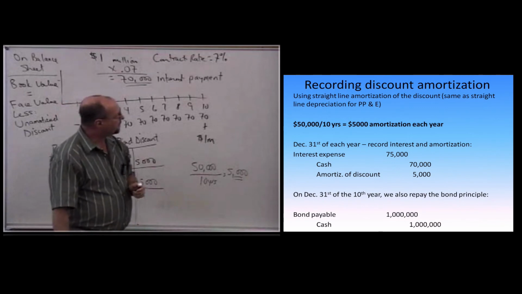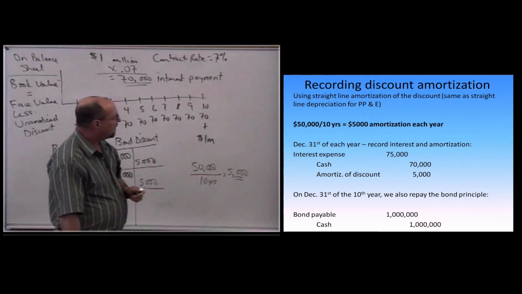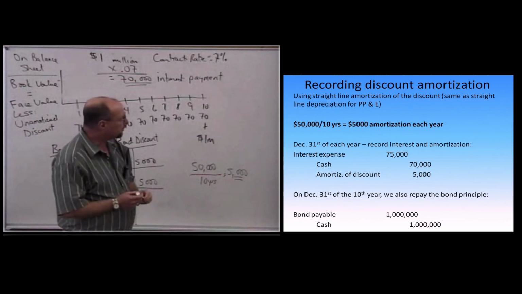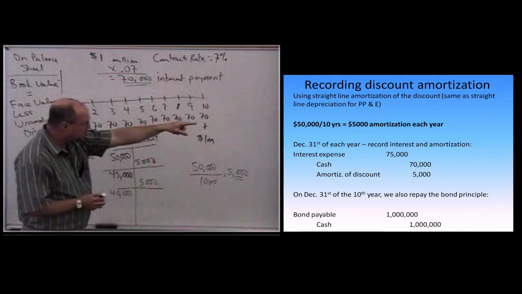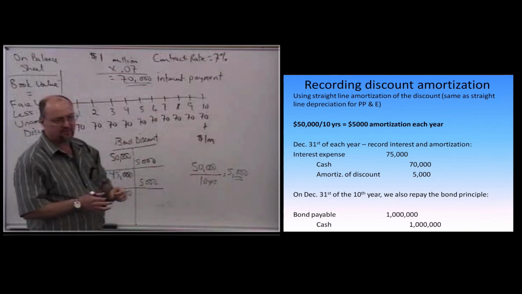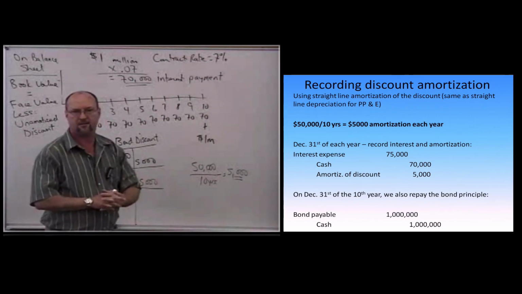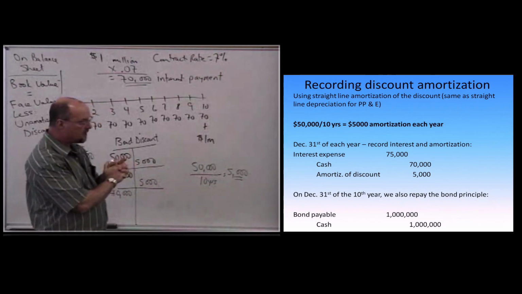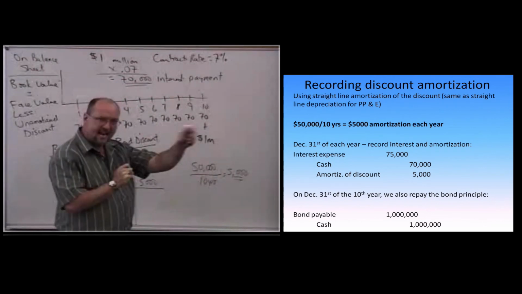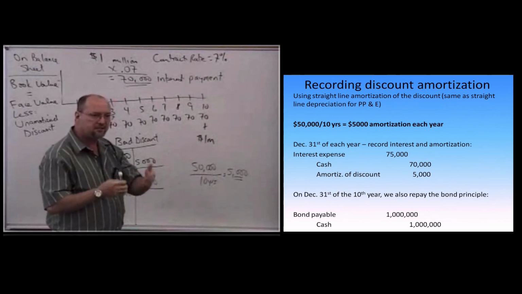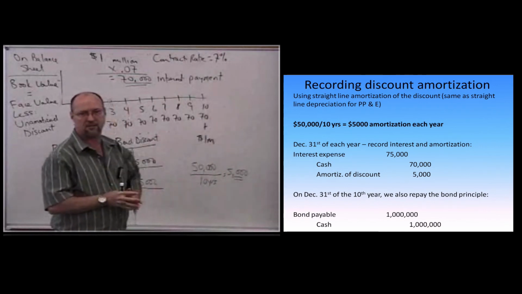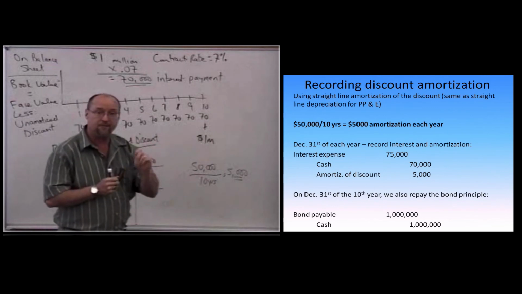On December 31st of each year, notice I'm going to cut a check, I'm going to credit cash for $70,000, and I'm going to credit the bond discount, the amortization of the bond discount, $5,000, that's this right here, and I'm going to debit interest expense for $75,000. So notice my interest expense, which goes on the income statement each year, is slightly higher than the amount of cash I'm actually paying the bondholders because of the amortization of the discount, because I'm spreading out that additional cost and adding it to my interest expense. I'm not cutting a check for an additional $5,000.